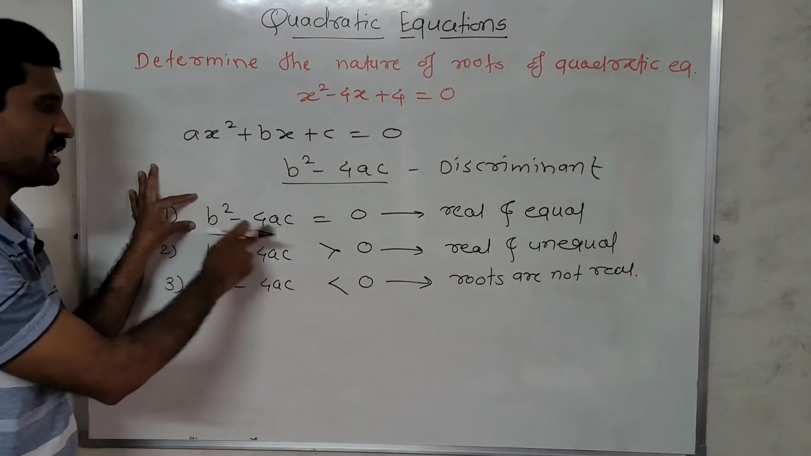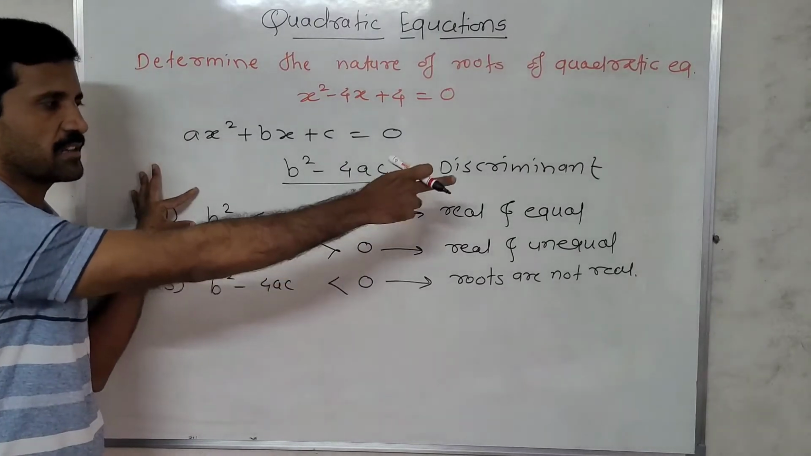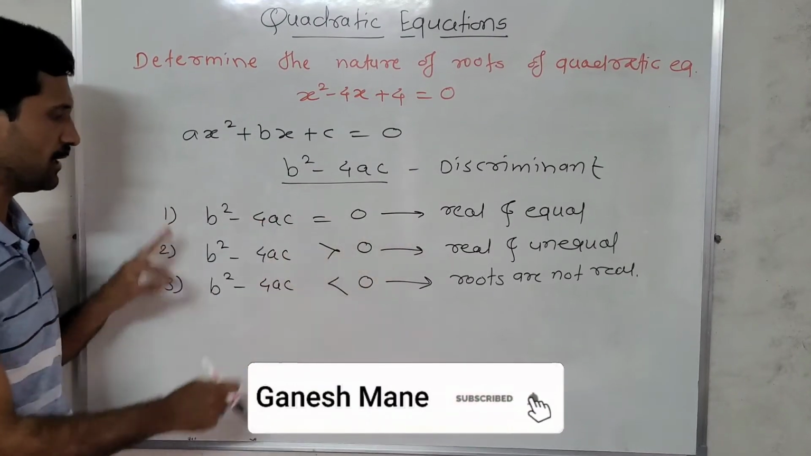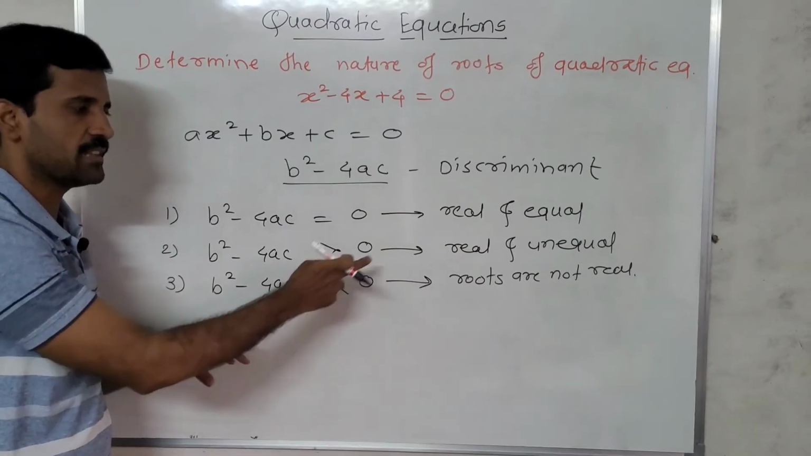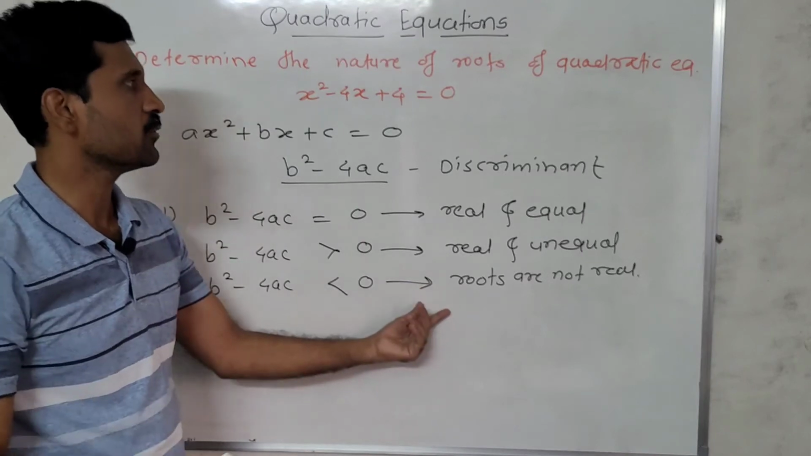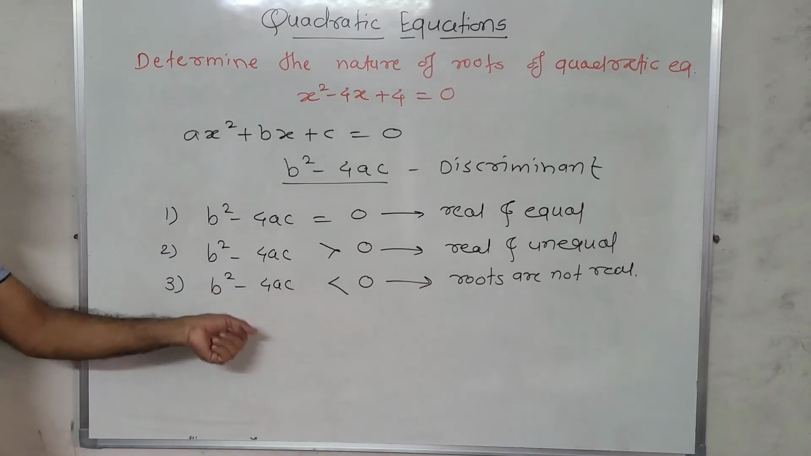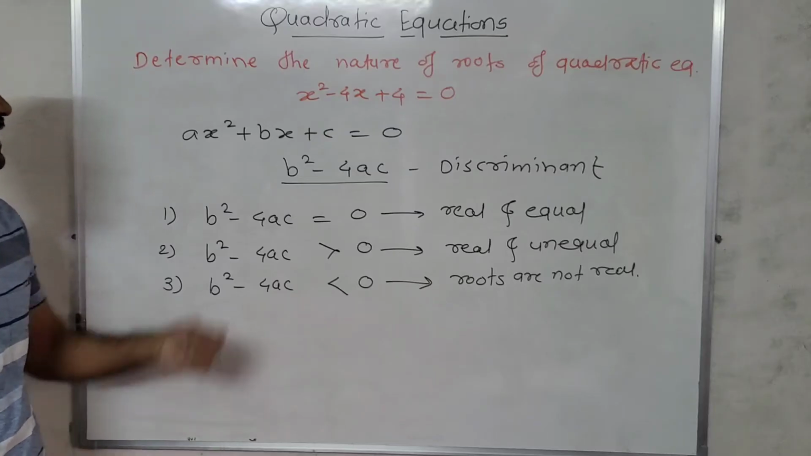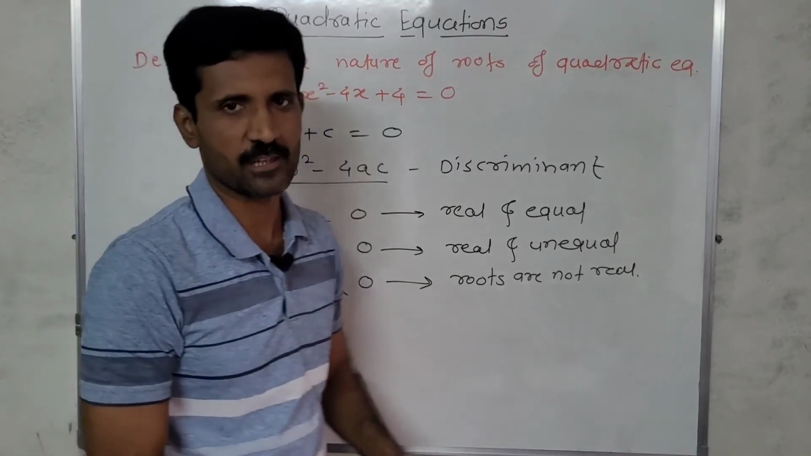So these are the three things we have to remember. If we have b square minus 4ac is equal to 0, roots are real and equal. If it is greater than 0, roots are real but unequal. And if it is less than 0, then in that case roots are not real. So by using this, we can determine the nature of this given quadratic equation. So let's try to find the nature of this given quadratic equation.